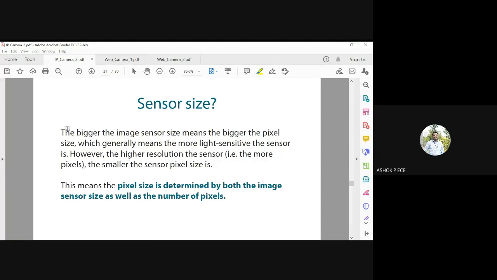The bigger the image sensor size means the bigger the pixel size, which means the more light sensitive the sensor is. So if the sensor area is bigger, it is more sensitive to capturing light. However, the higher the resolution, the smaller the pixel size per sensor is. So when the resolution is high, the pixel becomes smaller and smaller. So pixel size is determined by both the image sensor size as well as the number of pixels. So it is dependent on both.